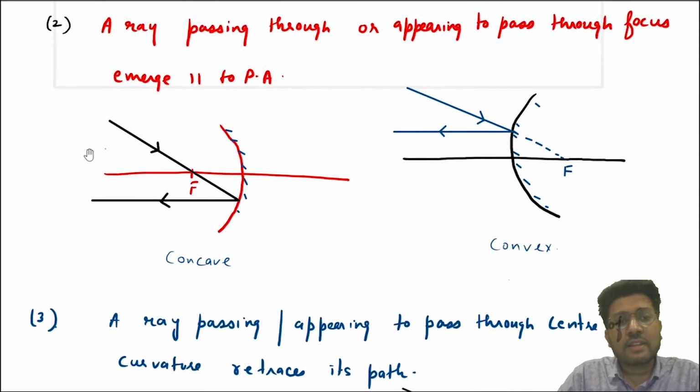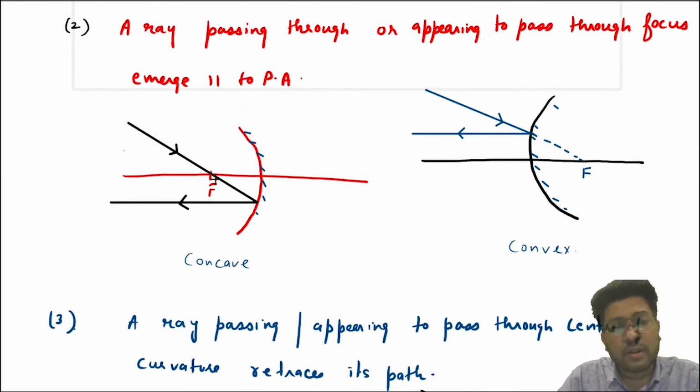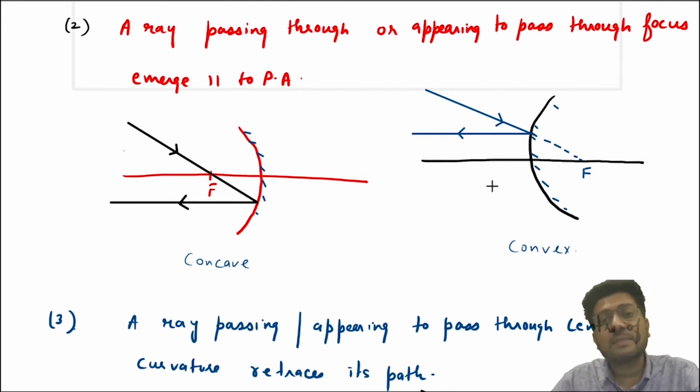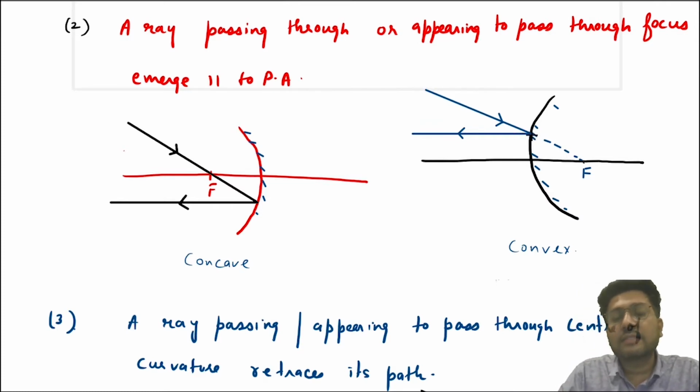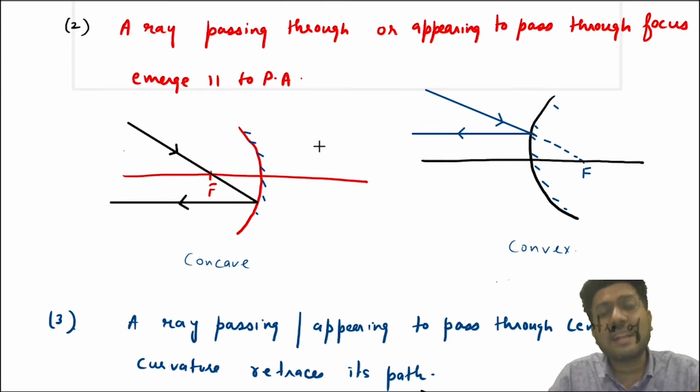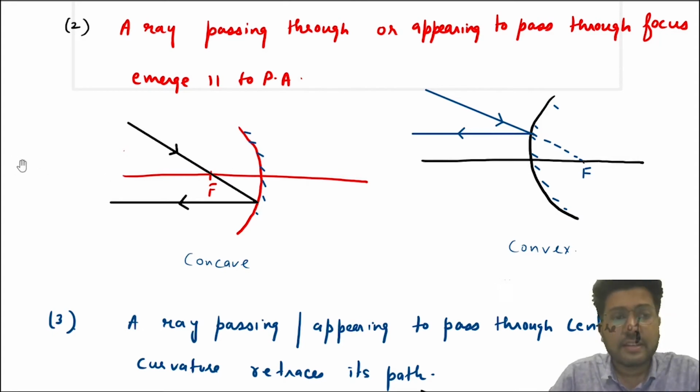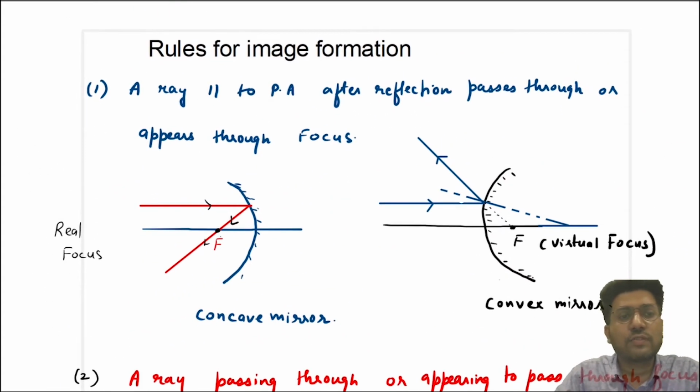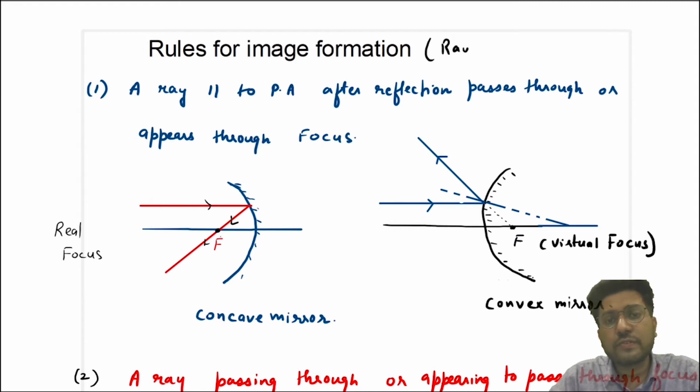In a concave mirror it will actually pass through the focus, but in a convex mirror the focus is behind, so the light ray cannot actually pass through the focus. It will appear to pass through the focus. So when a light ray appears to pass through the focus, it is reflected and becomes parallel to the principal axis. This is the second rule for ray tracing. So you can also say these are the rules for ray tracing, right?